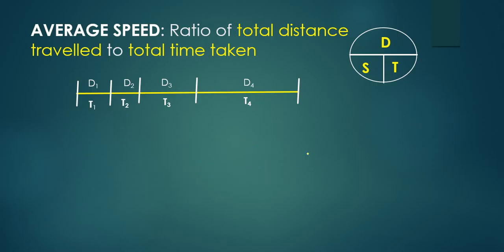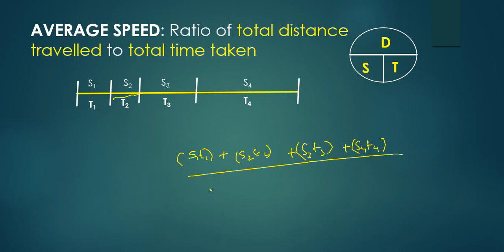Next, if speed and time are given, how will you find it? Simple, distance is nothing but speed into time. So s1 t1 plus, to cover this distance, s2 t2 plus s3 t3 plus s4 t4. This is the total distance traveled divided by total time taken. What is the total time taken? t1 plus t2 plus t3 plus t4.